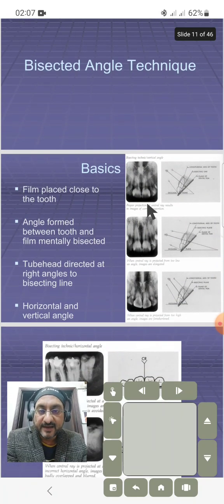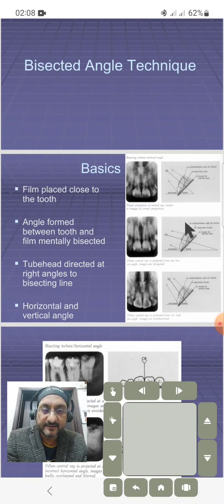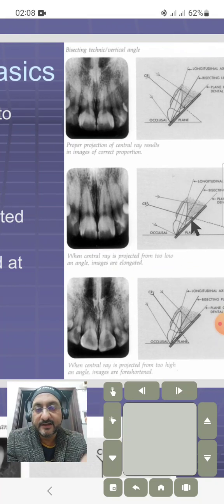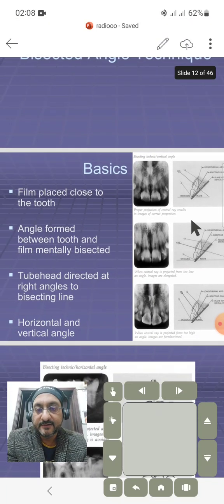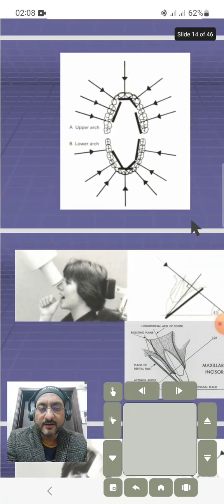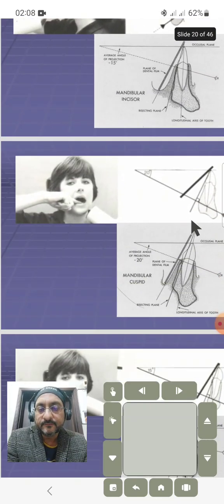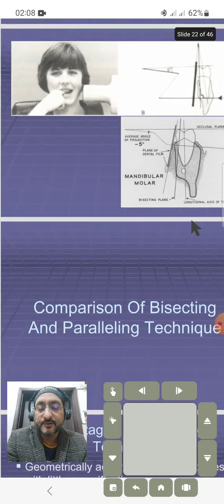Bisecting technique is one in which the film is placed close to the tooth. There's an angle formed between the tooth and the film. Mentally it is bisecting. The tube is directed at a right angle to the bisecting line. Look, a bisecting line is formed here. If I close it, you can see a bisecting angle line forms here. The tube head will be at 90 degrees to it. It's not reproducible. There's a different angulation, you can see. With time you will be able to learn it.